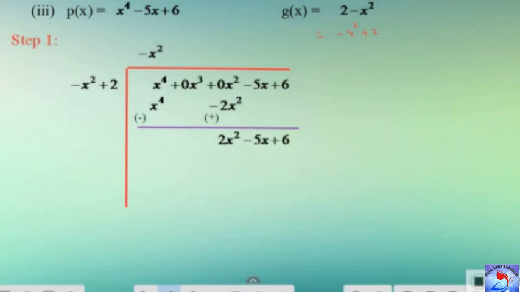Now let me check the degree of p of x. You can see here the maximum power of x is 4. So the degree of p of x is 4. Now what is the degree of g of x? The maximum power that we have is 2. So the degree of g of x is 2 here.